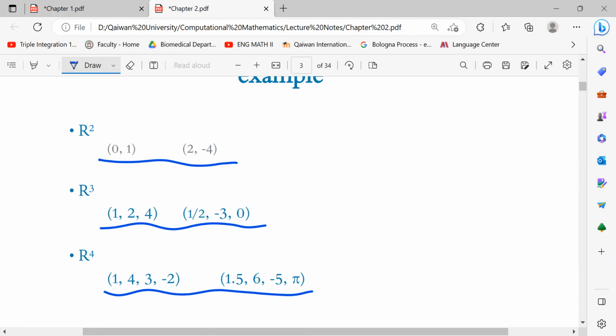As I said, the elements of the vector could be any real number. As you see here, we have a fraction, a negative, zero, and an irrational value, pi. It's an irrational value.